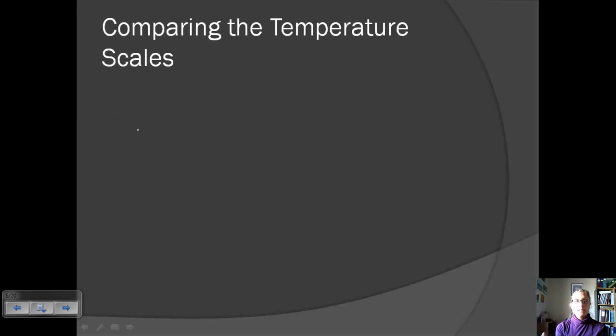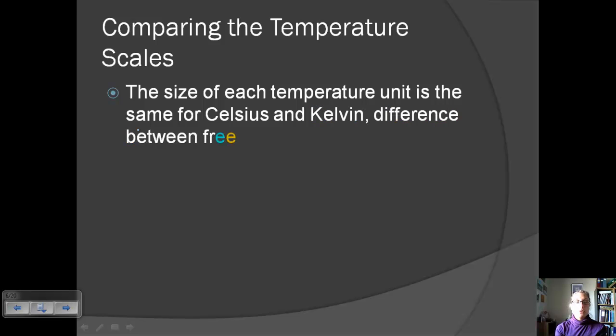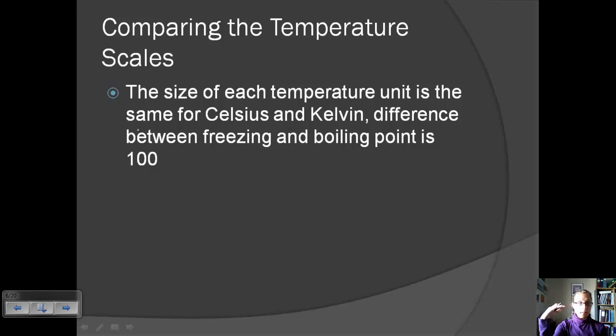Okay, so what we need to be able to do is convert between temperature scales. The size of each temperature unit is the same for Celsius and Kelvin, and the difference between their freezing and boiling points is 100. So every degree is the same amount, it's just that we have different starting places.